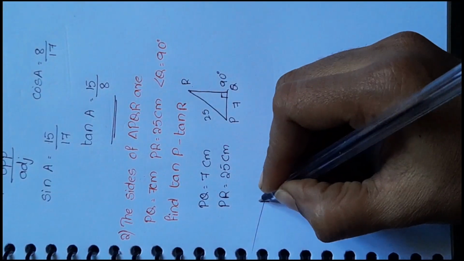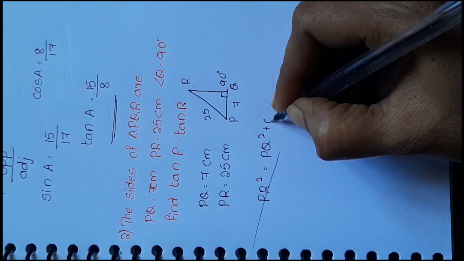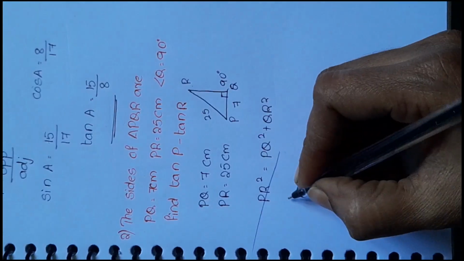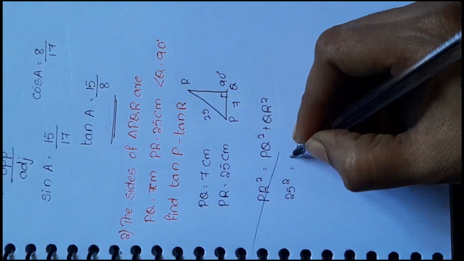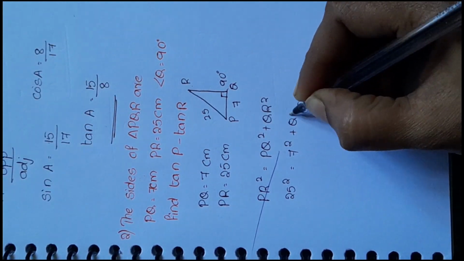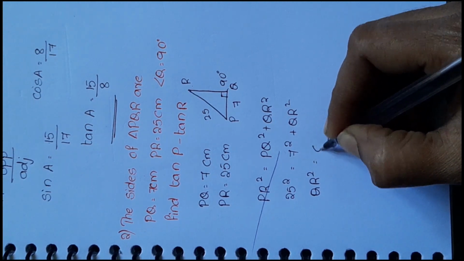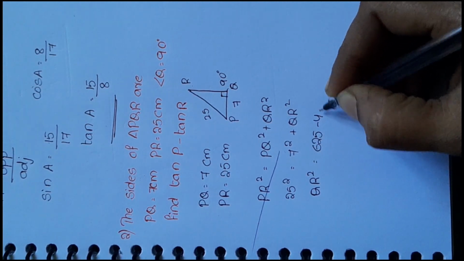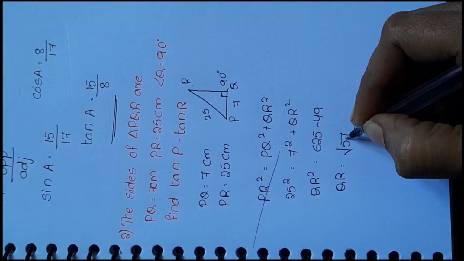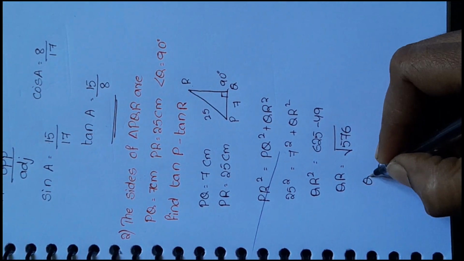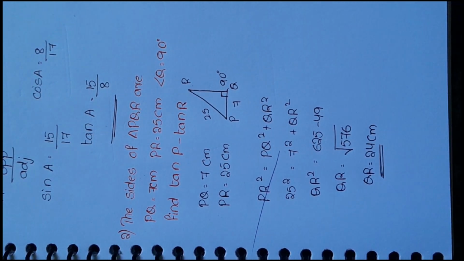From the Pythagoras theorem, PR square is equal to PQ square plus QR square. Now substituting the values, PR value is 25 square is equal to PQ value is 7 square plus QR square. From this we get QR square is equal to 625 minus 49. That is QR is equal to root of 576. Root of 576 is 24. So the value of QR is 24 centimeters.